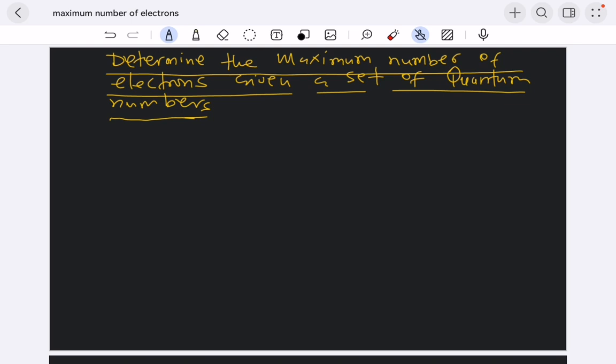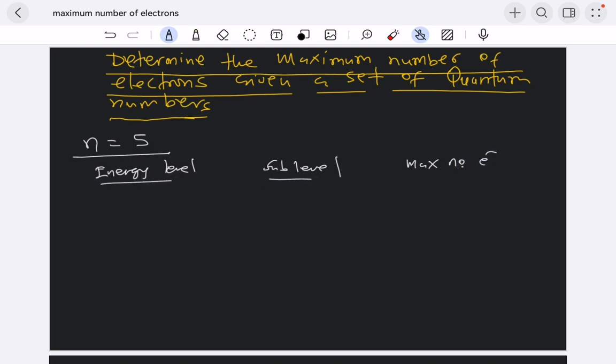So when we are asked to determine the number of electrons, for example, find the maximum number of electrons that can be found in the energy level 5, how do we go about it? The first thing we have to know is the energy level. We have to understand the sub-level for us to determine the maximum number of electrons.